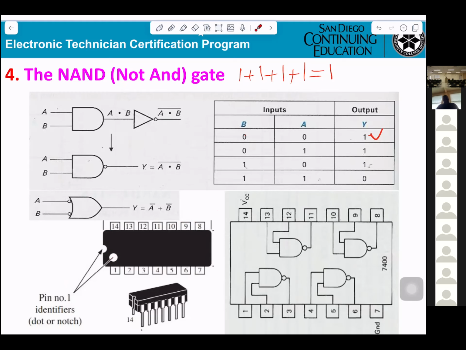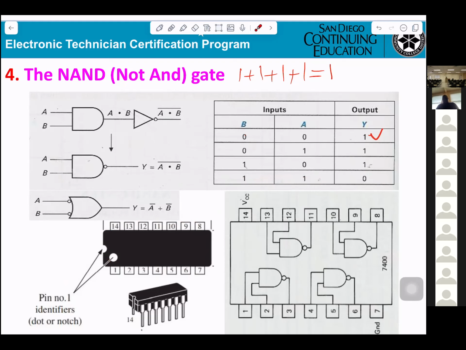And this is the truth table for the NAND gate. Output will be equal to 0 only when all inputs are 1. With any input 0, the output must be 1.